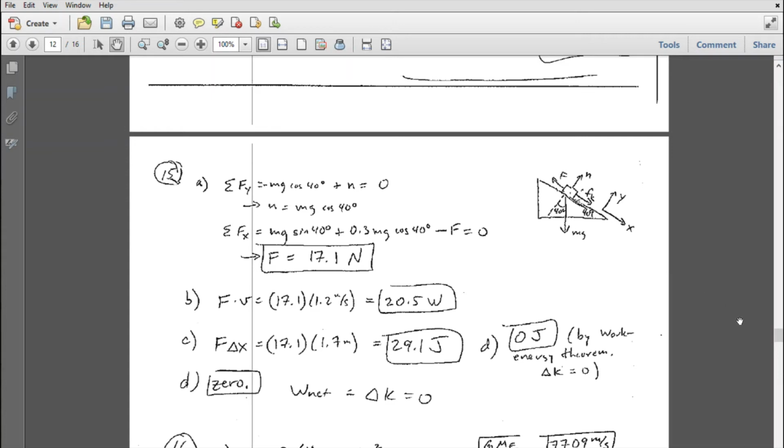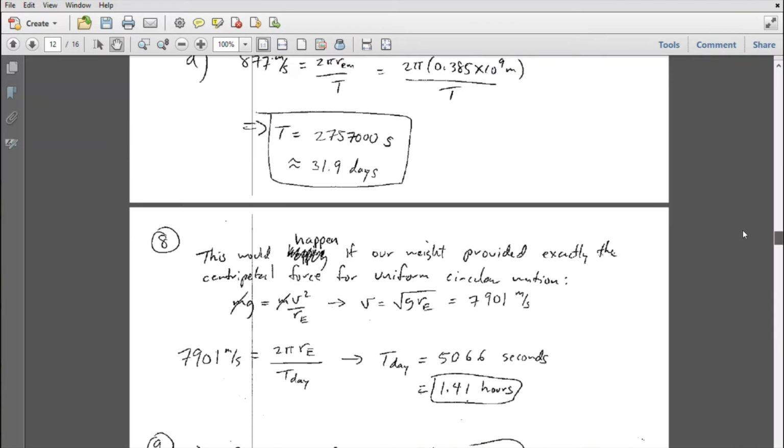B, find the power output of that applied force. So we're just going to use Fx times Vx to get 25.5 watts. And C, how much work is done as it moves through 1.7 meters. There the force we're applying is constant. So we just use our constant applied force times the distance it's displaced, and the force is along the direction it's being pushed. So therefore we don't have to take any component of this along the x direction. It's all along the x direction.